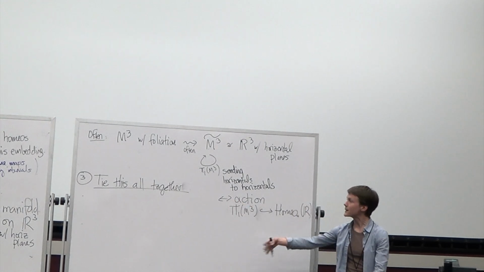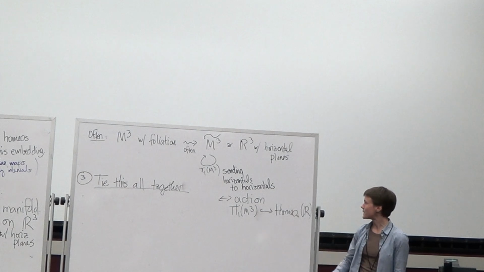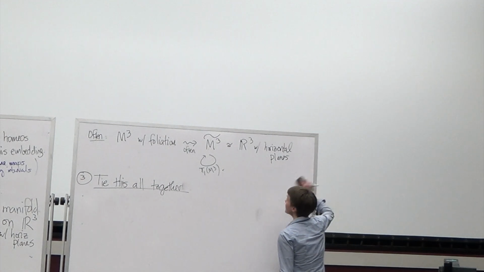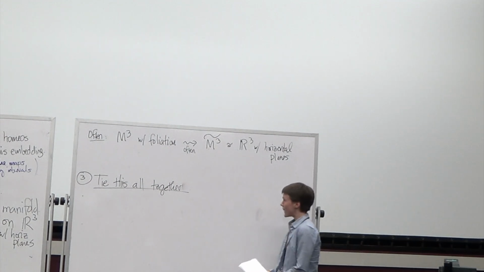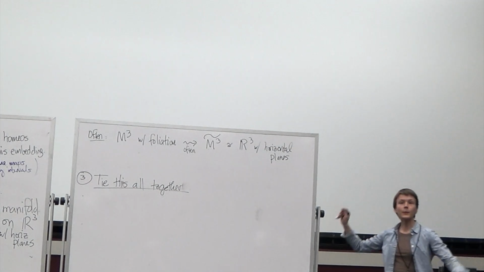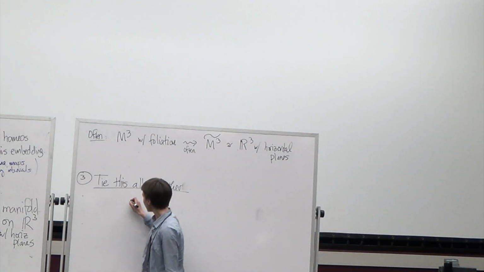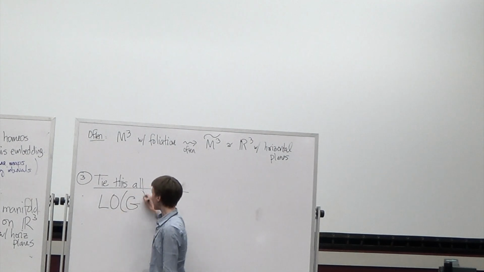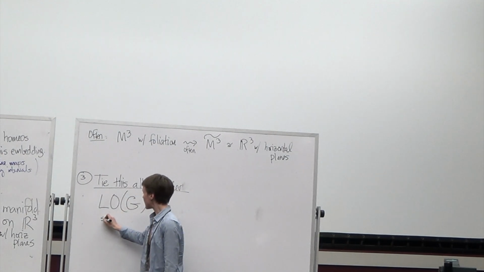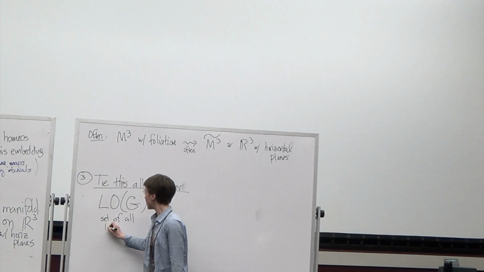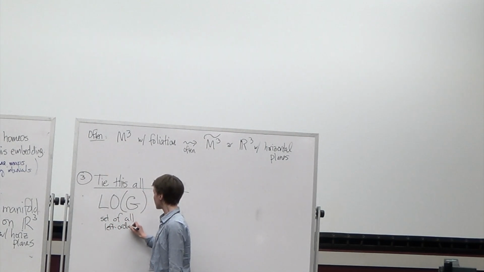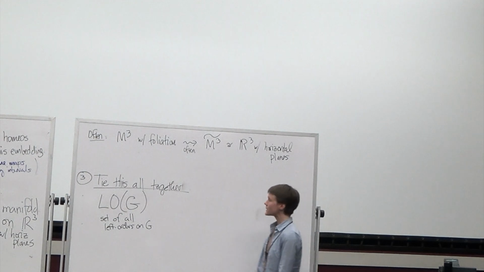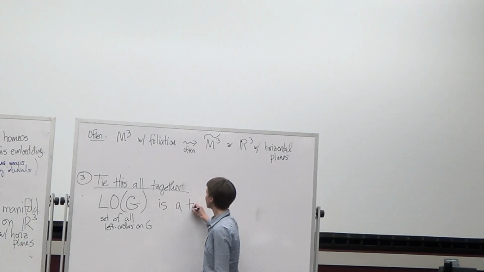I want to put together the dynamics of actions and this idea that we should have something to do with topology. And I'm going to explode all your minds and tell you that actually, if you want to understand left orders on a group, let's call LO of G the set of all left orders on your group G. This is not just a set, actually it has a very nice topology. This is a topological space.